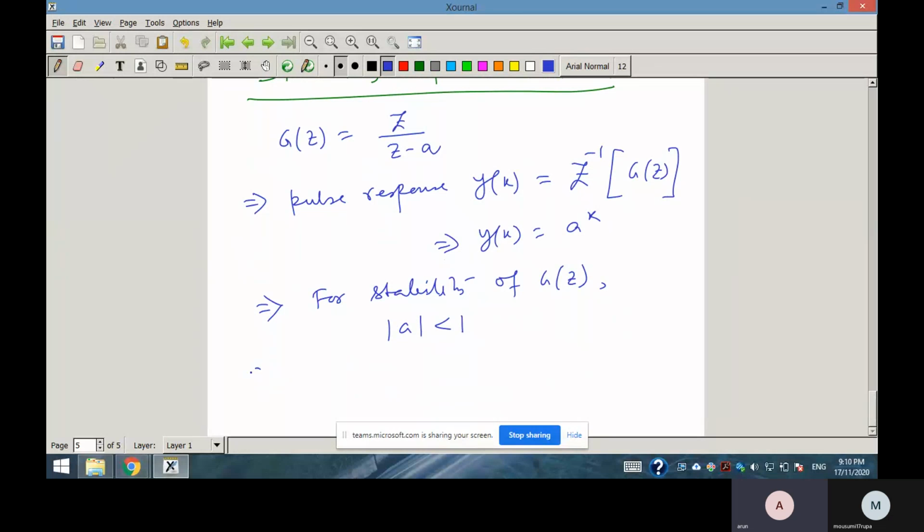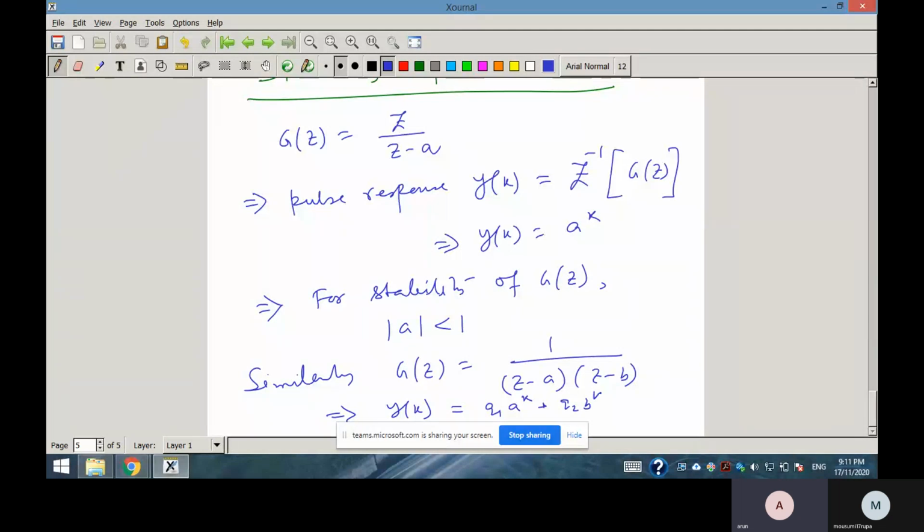Similarly, suppose G(z) is 1 by (z minus a) into (z minus b). This transfer function can be written in partial fractions, and the inverse transform, the impulse response of this system, is q1 into a to the power k plus q2 into b to the power k, like that. Here q1 and q2 are constants.